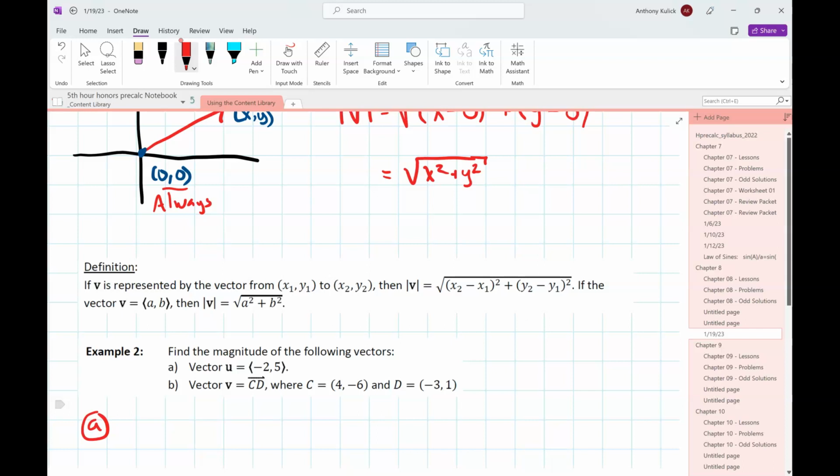So for part A, again, we're asked to find the magnitude of the vector. Notice in part A, the vector is given to me in component form. So all I need to do is the square root of x squared plus y squared. And I'm done.